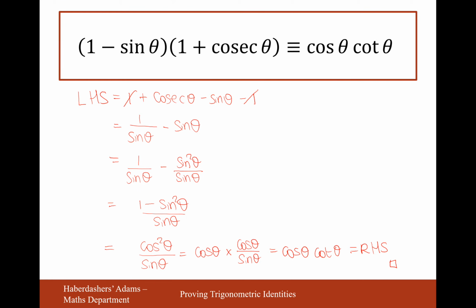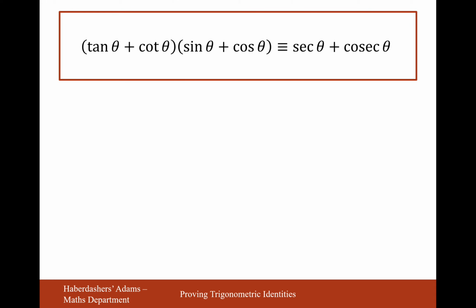Great, let's now move on to the next one. Okay, so let's get working on this one. We've got tan theta plus cot theta times sine theta plus cos theta is identical to sec theta plus cosec theta. Let's start by changing the tan and cot into sine and cos. So let's write this as sine over cos plus cos over sine. And then we're going to multiply this by sine theta plus cos theta.